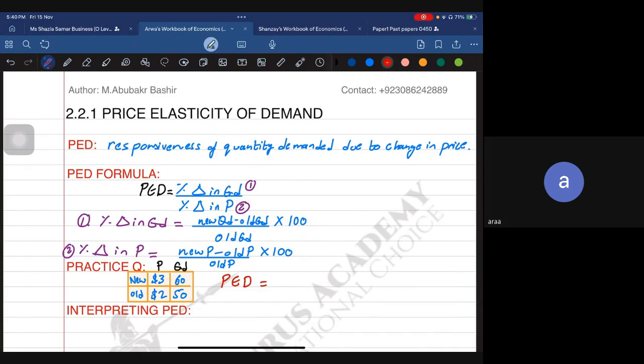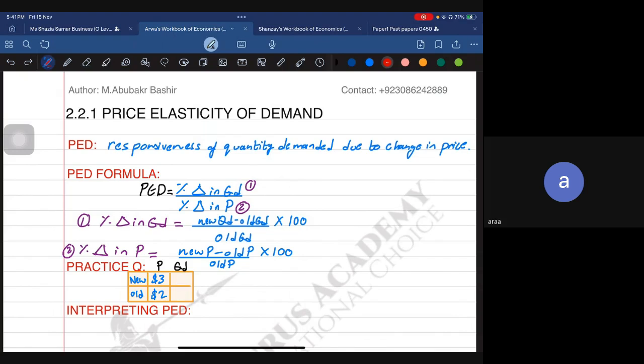Wait, did I do something wrong again? Look at the question. Is the question right? That's why I asked you, can you find PED from this question? There is a problem with the question. What is the problem? I think it's because as price is increasing, the quantity demanded is also increasing. Exactly. Why haven't you seen that? Okay, makes sense. You understand?